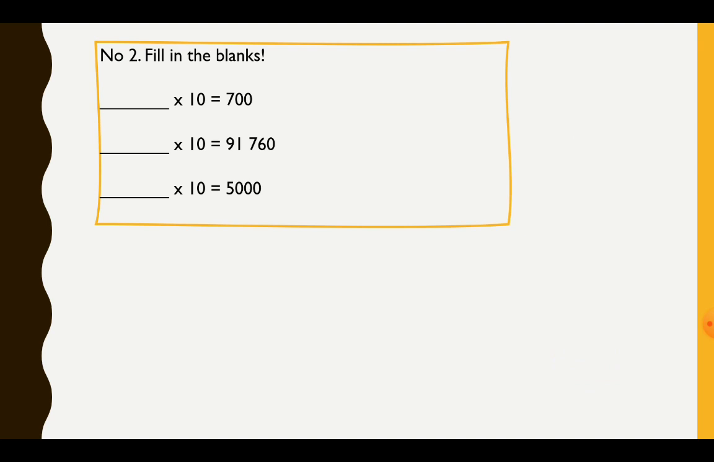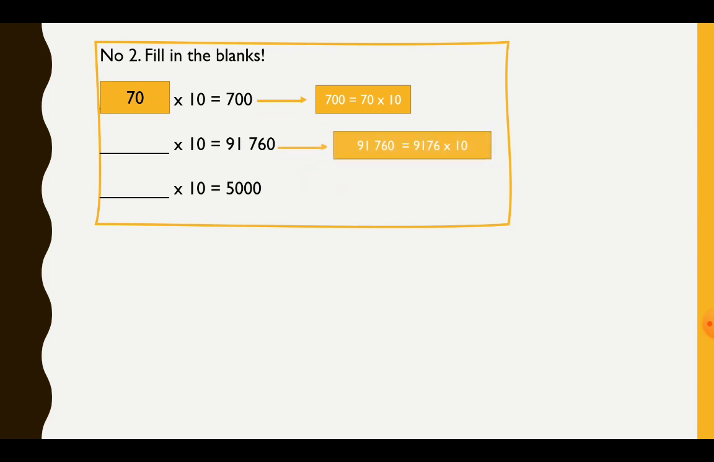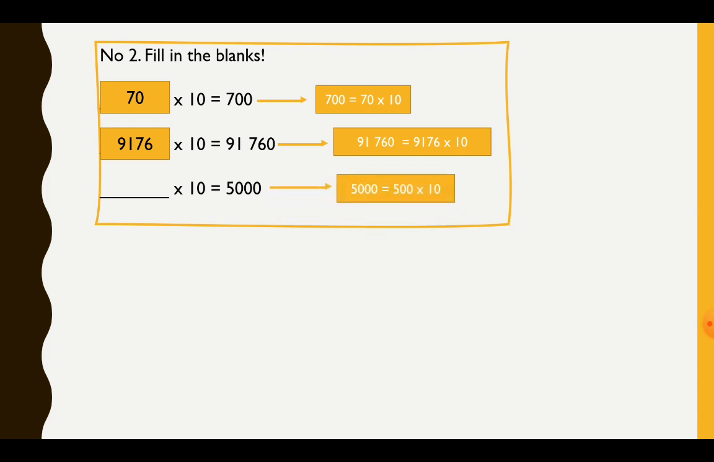Number 2, fill in the blanks. Blank times 10 equals 700. We know 700 is 70 times 10. So the answer is 70. Next question. Blank times 10 equals 91,760. 91,760 is 9,176 times 10. So the answer is 9,176. The last question, 5,000 is 500 times 10. So the answer is 500.